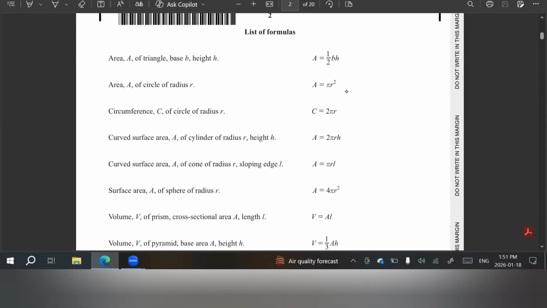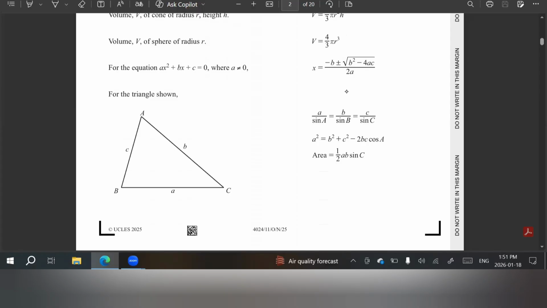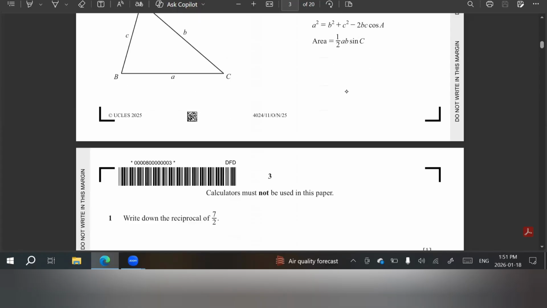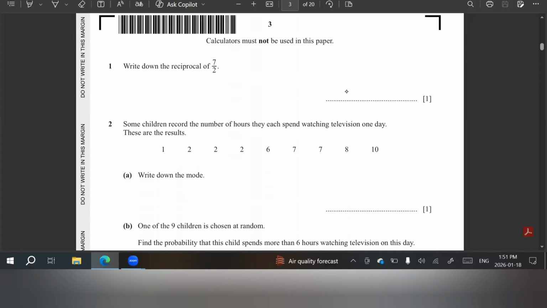A formula list is also with this paper, and you can see this formula list showing up on your screen, and that's it. So we are on question number 1 of this paper.